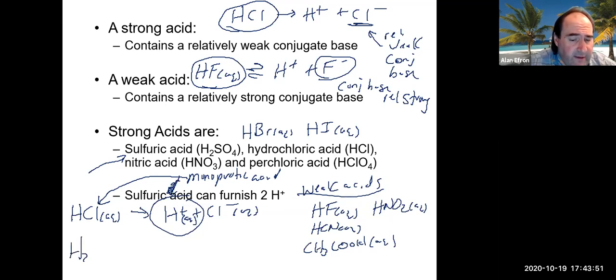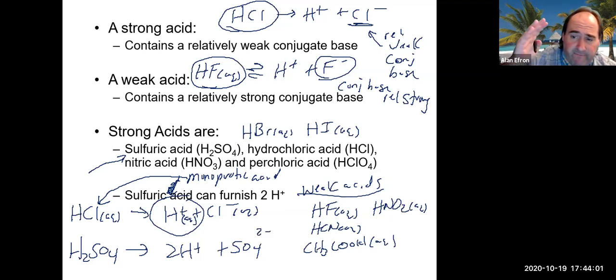Something like sulfuric acid, which is H2SO4, can lose two H pluses. And by the way, they do come off one at a time. The first H plus would come off, and then the second H plus would come off. They don't come off both all at once. They come off in what is sometimes referred to as a stepwise fashion.